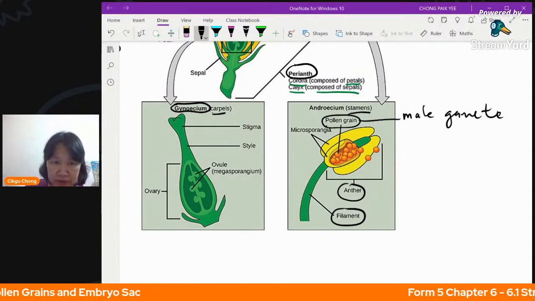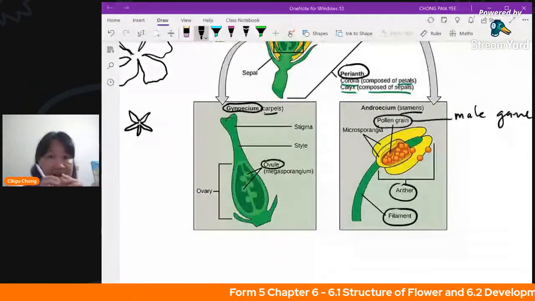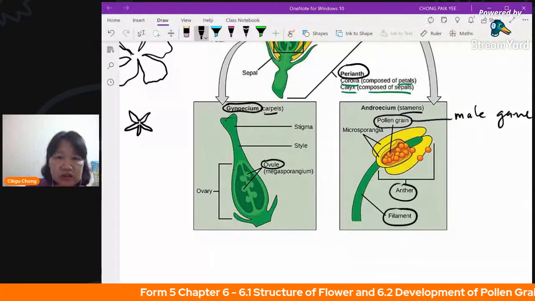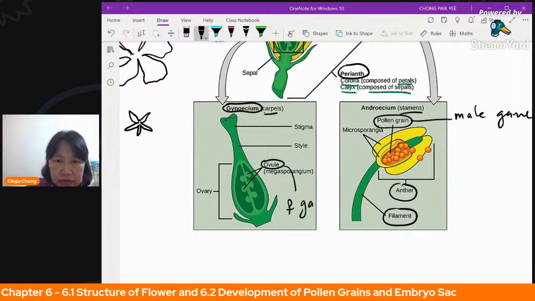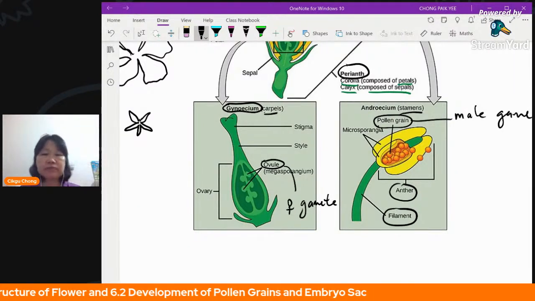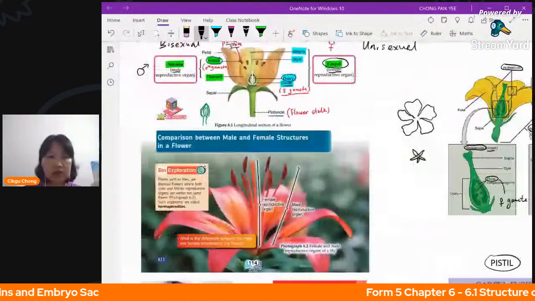For the female, you have the ovule. Inside the ovule there is the egg cell. So that is your female gamete. This is the structure of the male and female. You need to know the differences.